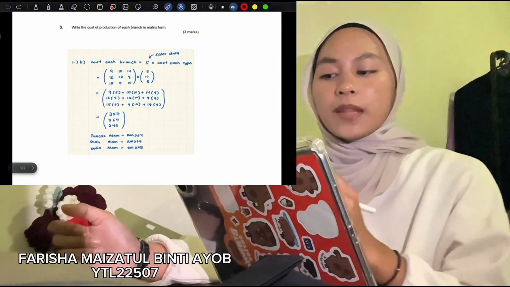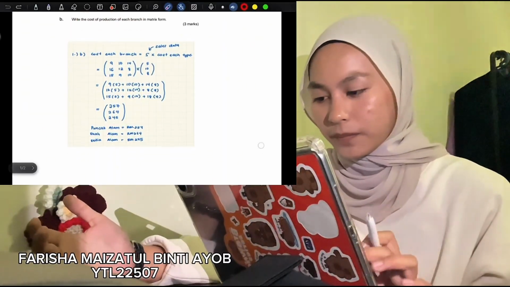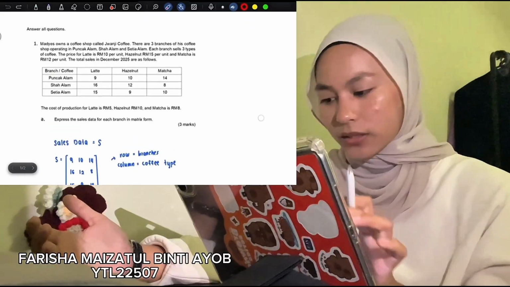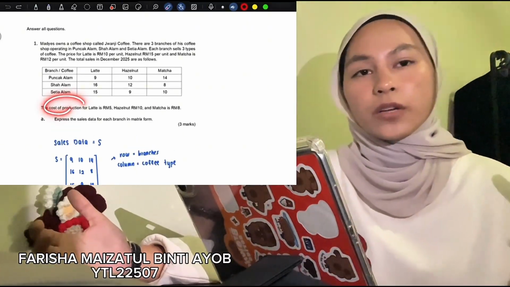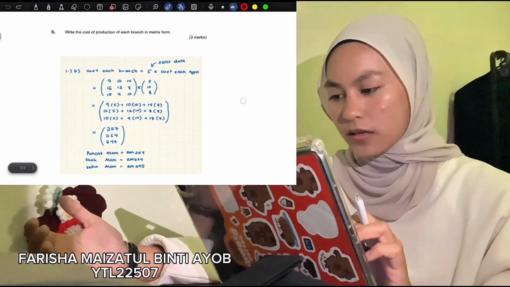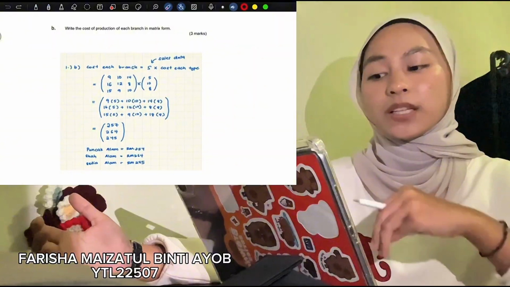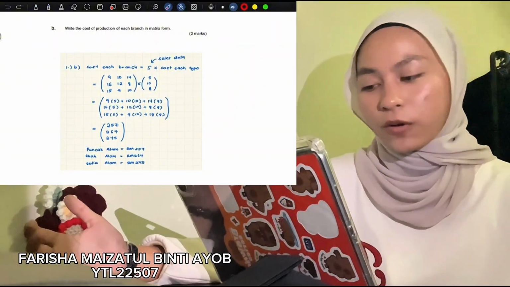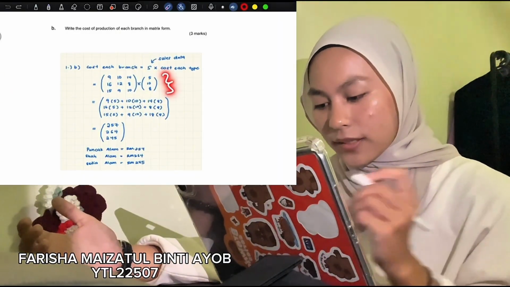For question B, we need to write the production cost of each branch in matrix form. The question already gave us the production cost for each type of coffee. So to find the cost of each branch, we just need to multiply the sales data with the cost of each type of coffee. So we write it like this.